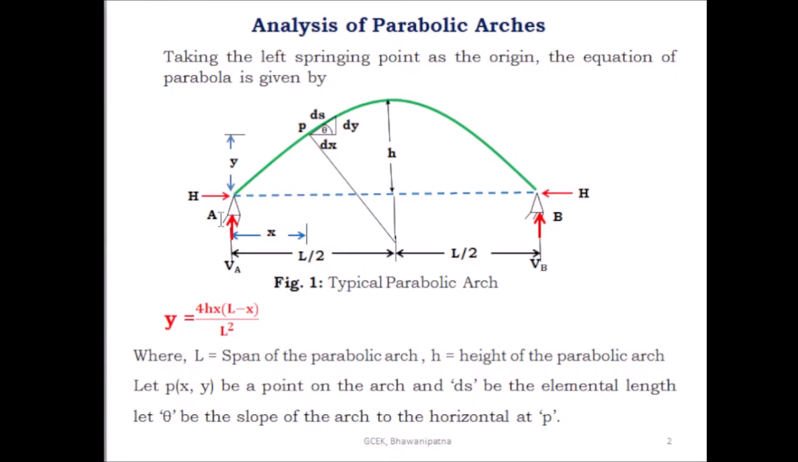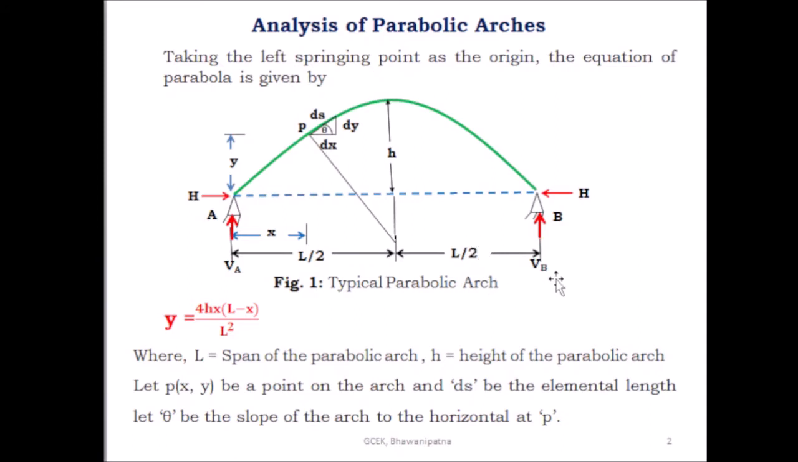Here, at each support there are two reaction components. At support A there are two reaction components, that is H and VA, the horizontal reaction and vertical reaction, and at support B there are also two reaction components. So there are a total of four reaction components, but the available static equilibrium equations are three. So the two-hinged parabolic arch is a statically indeterminate structure. Why? Because there are four reaction components, but the available static equilibrium equations are three.